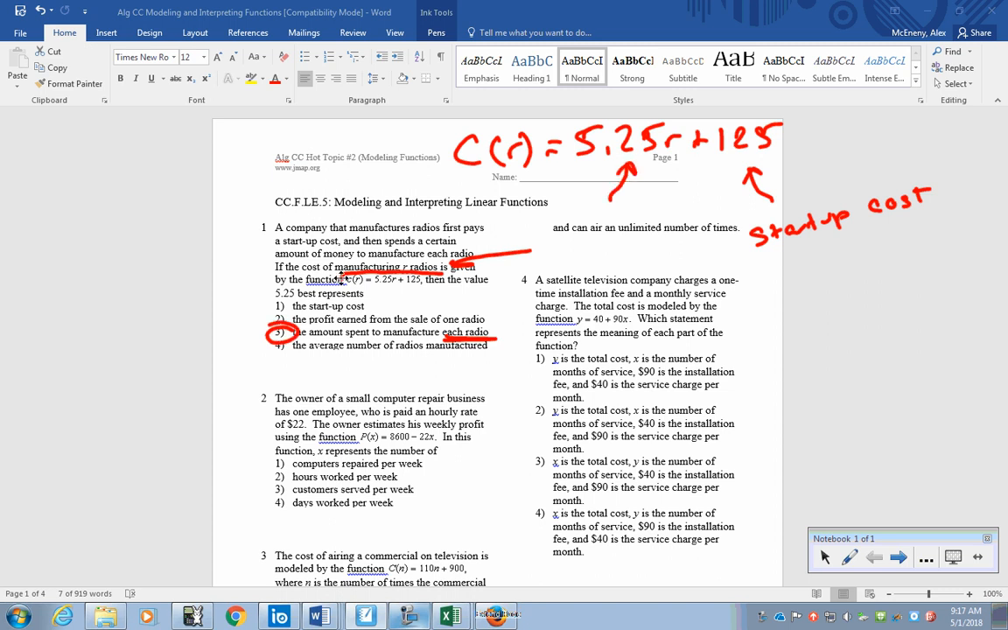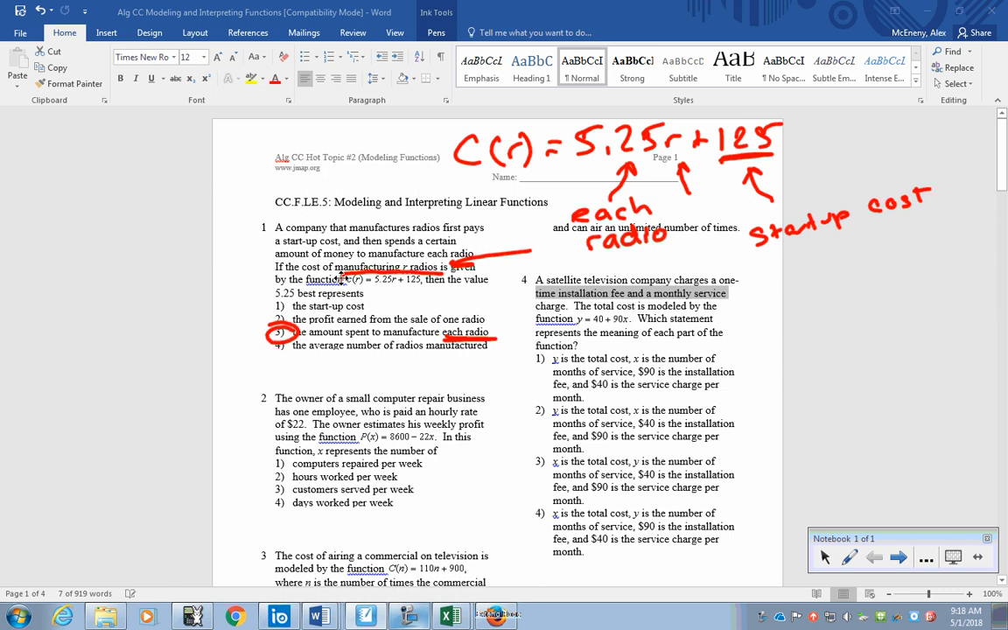So this is how much it costs to make each radio, because every time that you make a radio, R, it's going to cost you $5.25 more. So there's that constant rate of change. If you made 10, it'd be 10 times 5.25. If you made 20 radios, 20 times 5.25. The 125 is fixed, and the 5.25 is changing. That's why it has the variable R with it.